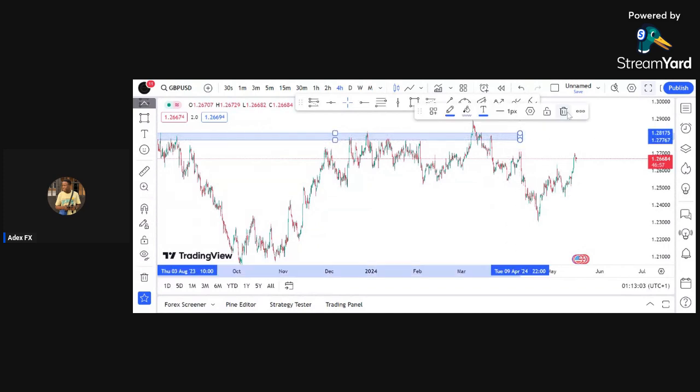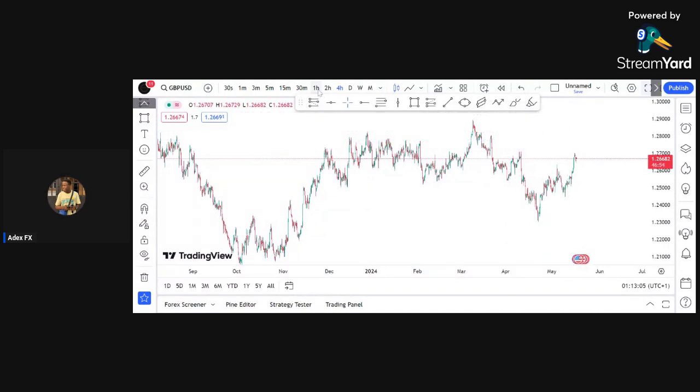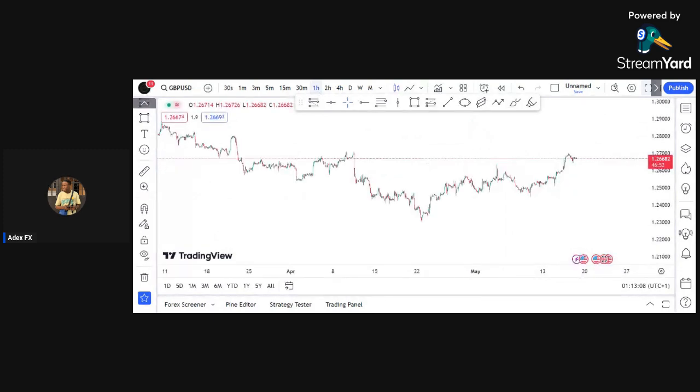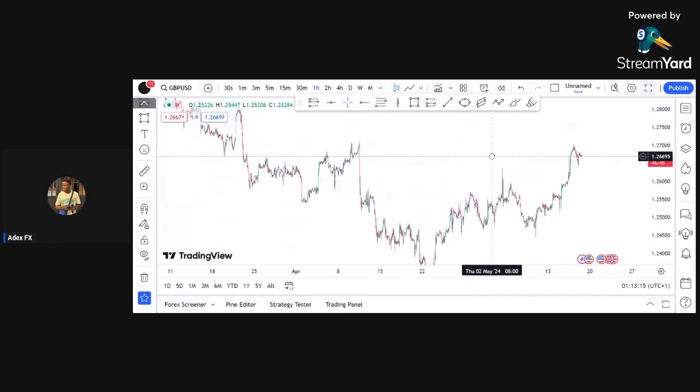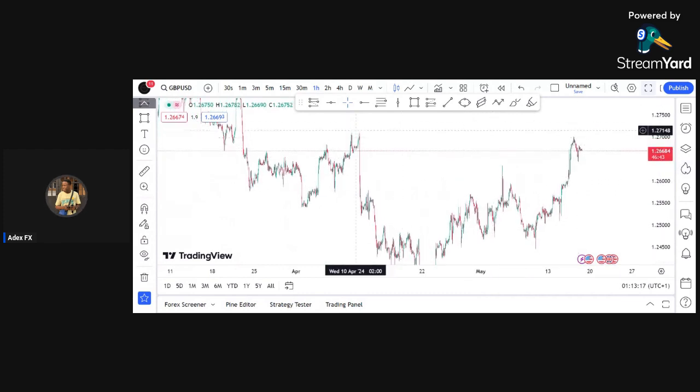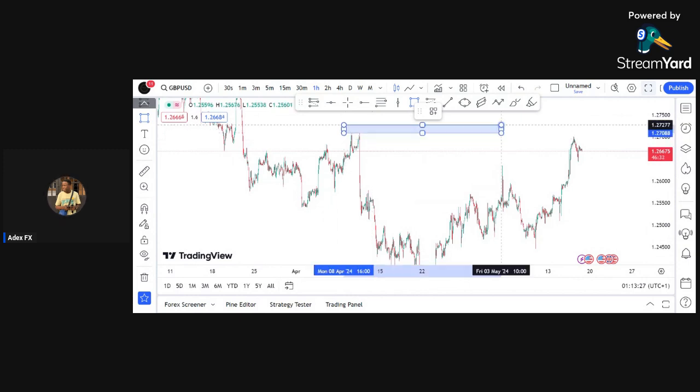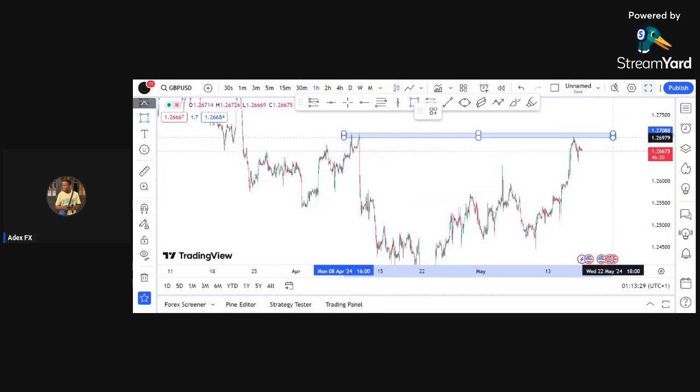Let me delete this first. So let's go to 1 hour time frame. Let's see what the market is saying there. You can say these two levels, we can call them the roof. You can see that they are not equal. So let's just take them and extend to the future. You can see that this is a very good zone.